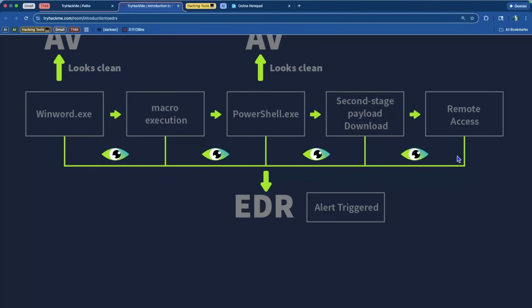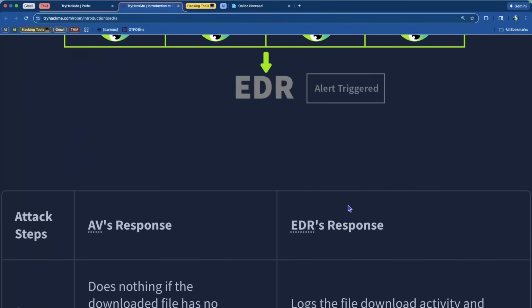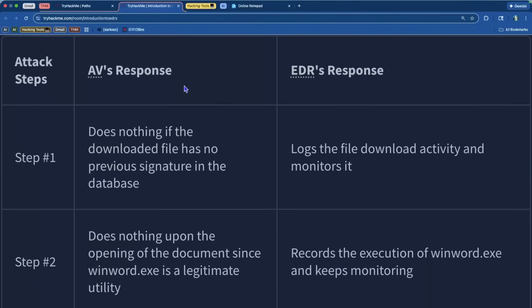The endpoint detection response considers all of these things in connection to each other, and it notices the macro execution, it notices the download of the second stage payload, the remote access that just took place. All of those things come together, and it gets a full picture. And then this full picture will give the EDR an alert that says something is wrong. So the antivirus versus the EDR response, right?